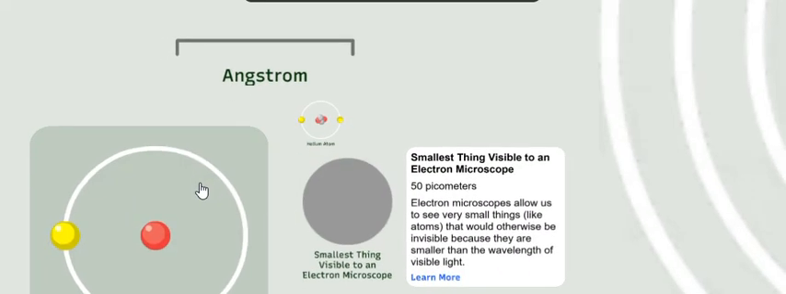The smallest thing visible to an electron microscope, 50 picometers. Electron microscopes allow us to see very small things like atoms that would otherwise be invisible because they are smaller than the wavelength of visible light.